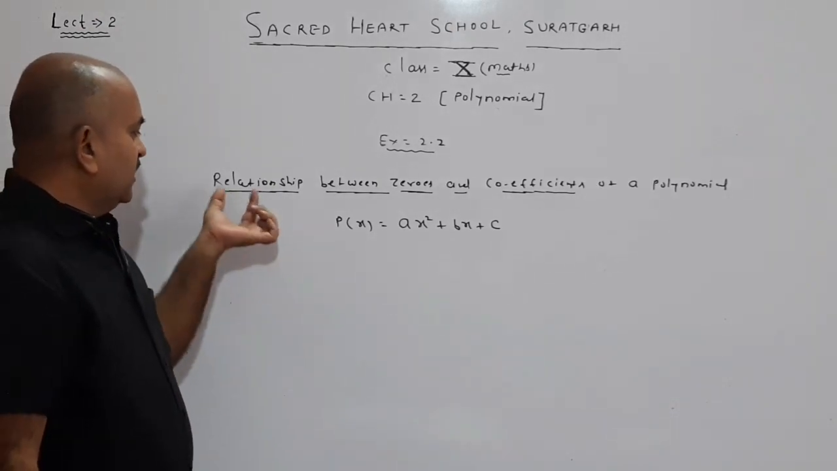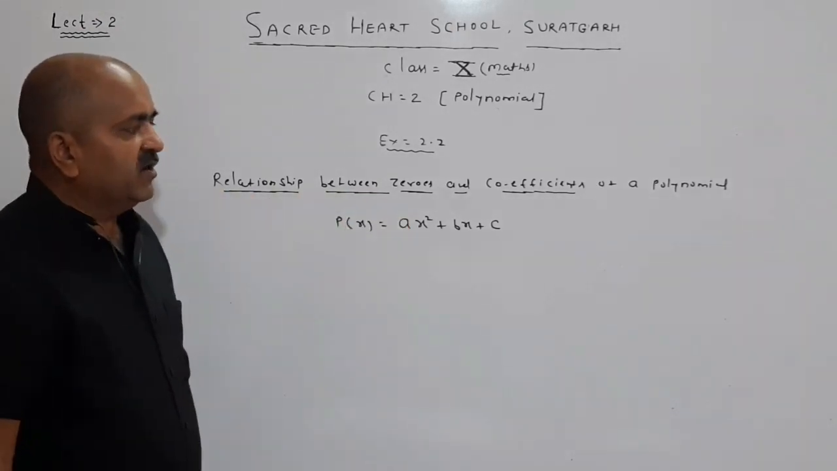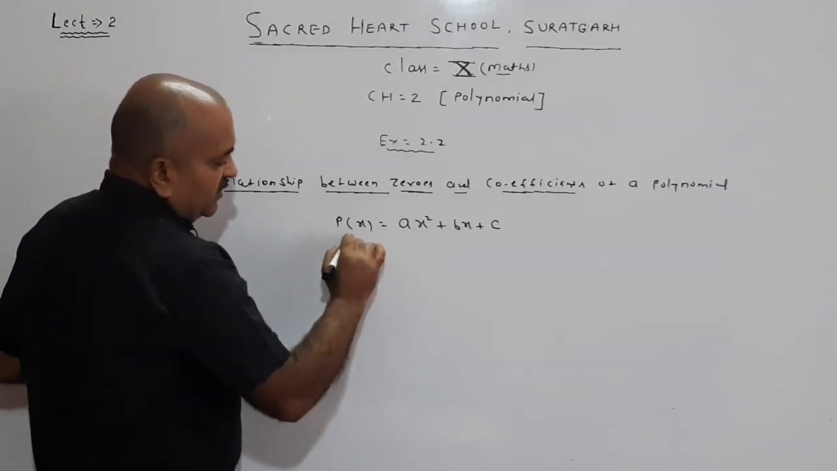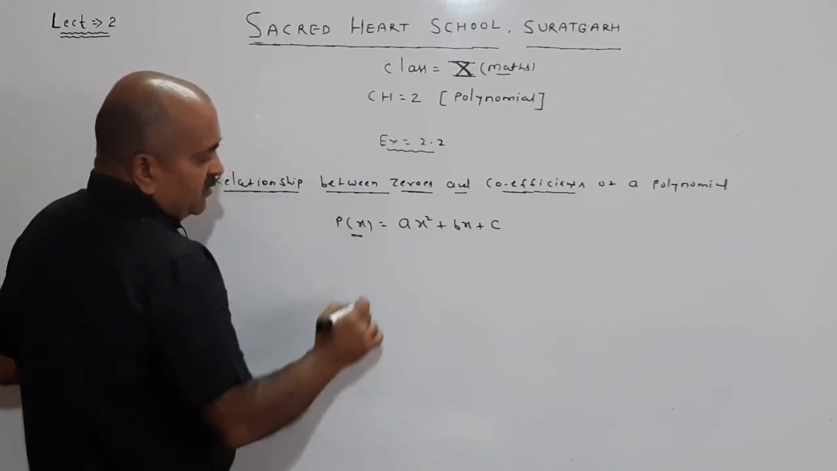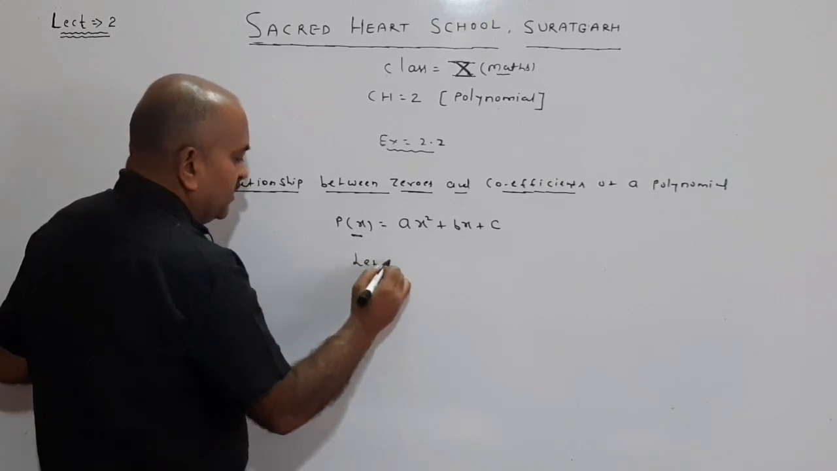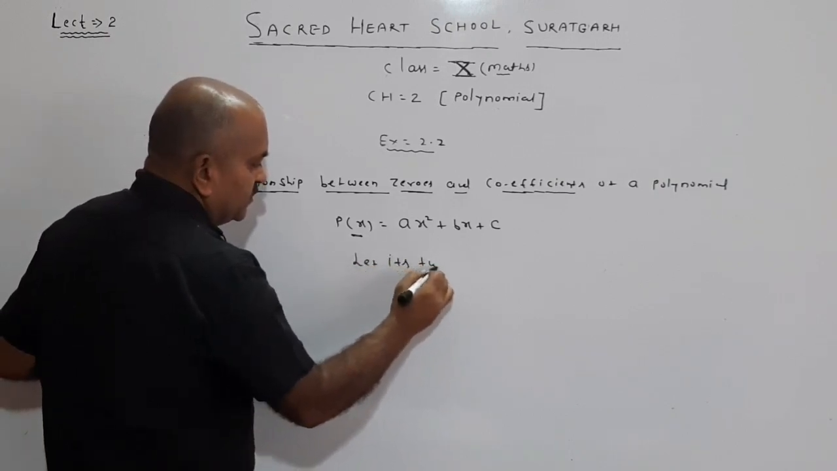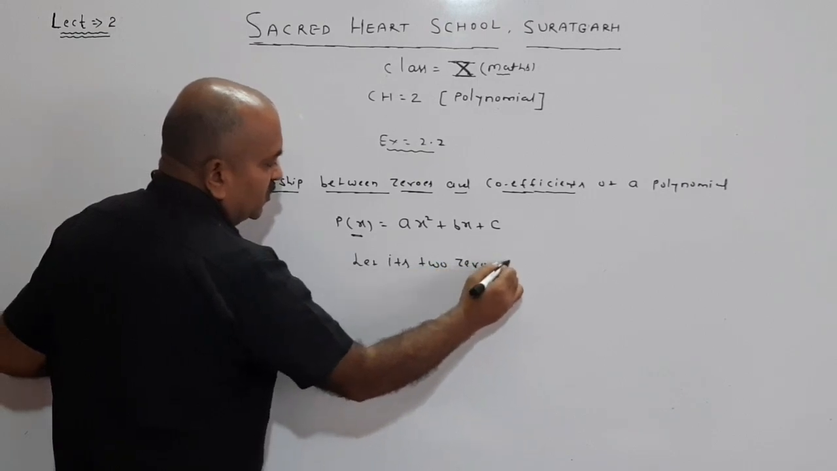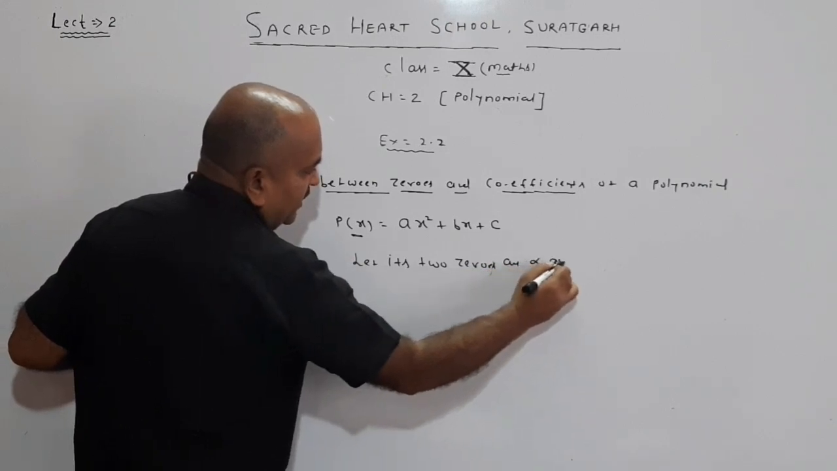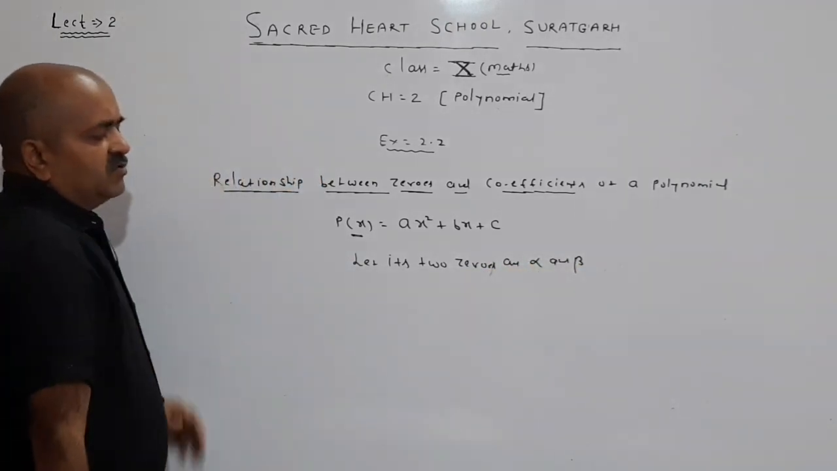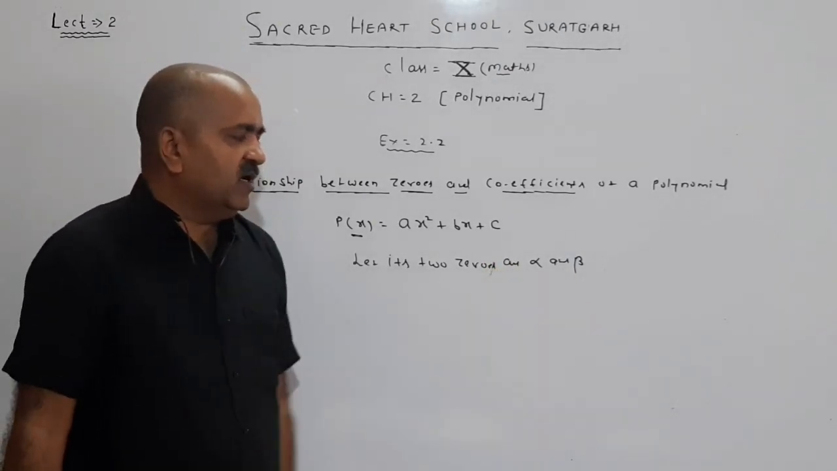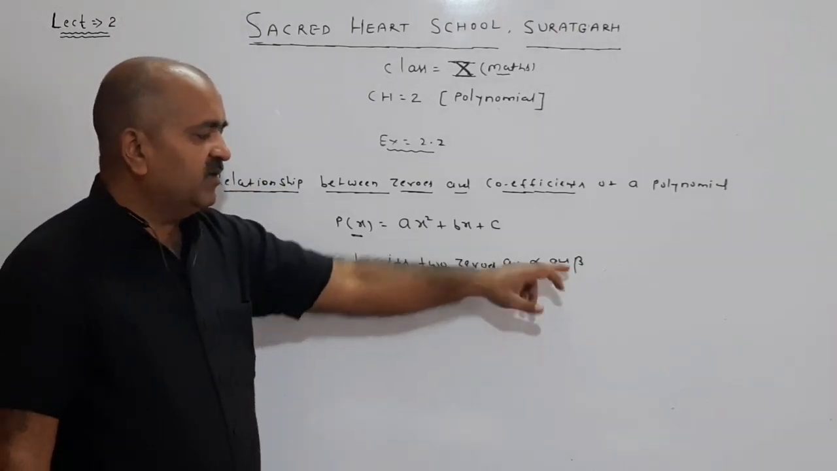And students, now we discuss the relationship between zeros and coefficient of a polynomial. So, suppose this polynomial's two zeros are alpha and beta. So, what is the meaning of alpha and beta? Alpha and beta, these are Greek words. And alpha, beta, what is the meaning of this?